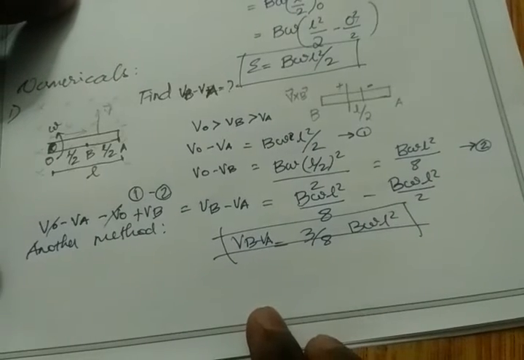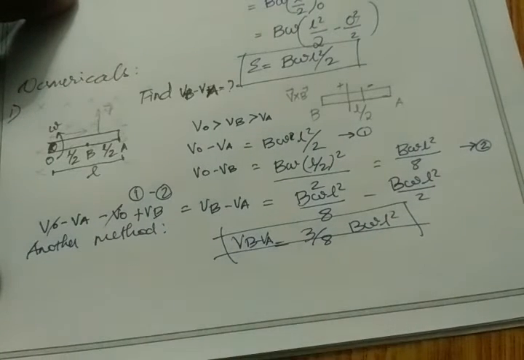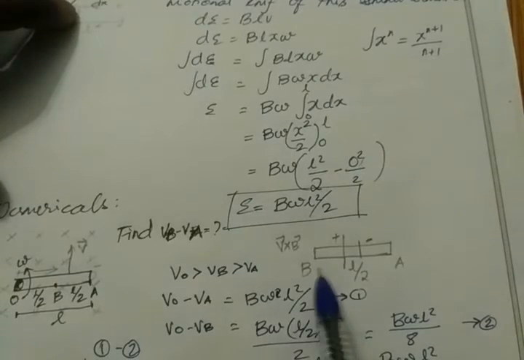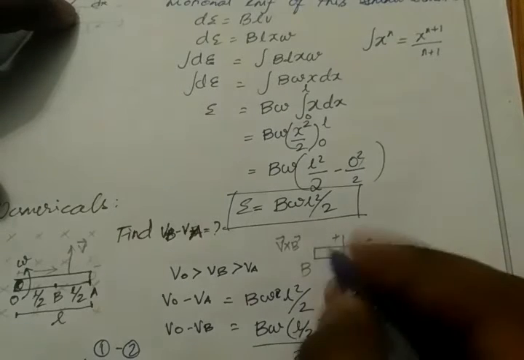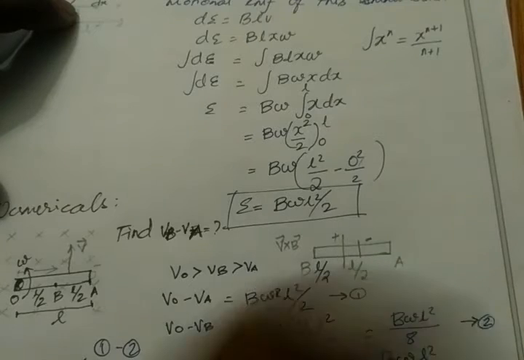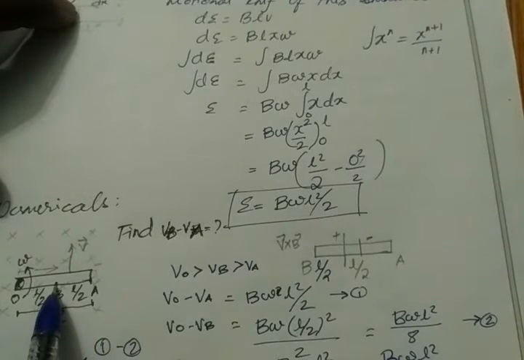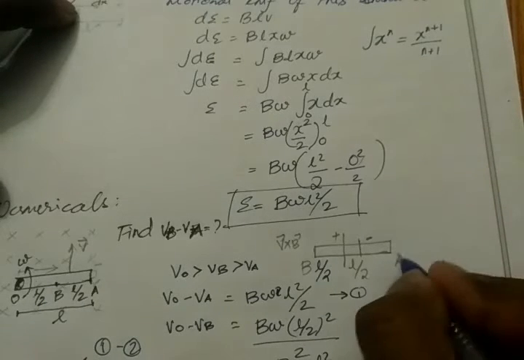Another method, that is, here we have to find VB minus VA, right? So what is the length here? At VB we have L by 2, correct? By using this diagram, at VB it starts with L by 2 and it ends with total length. From half, it starts with L by 2 and it ends with total L.